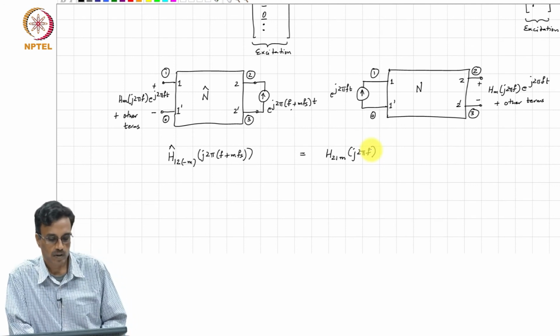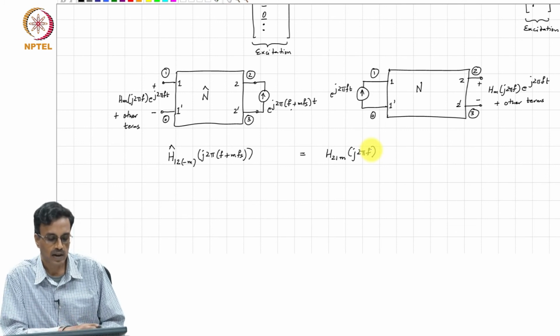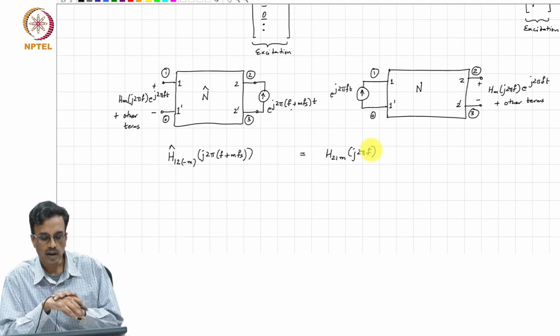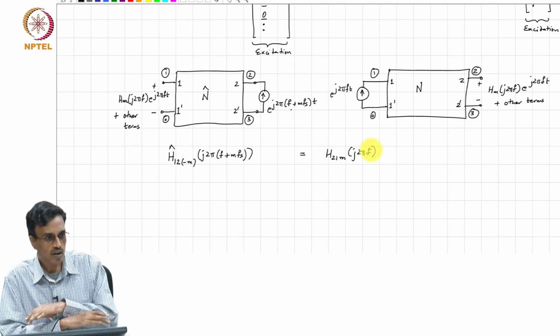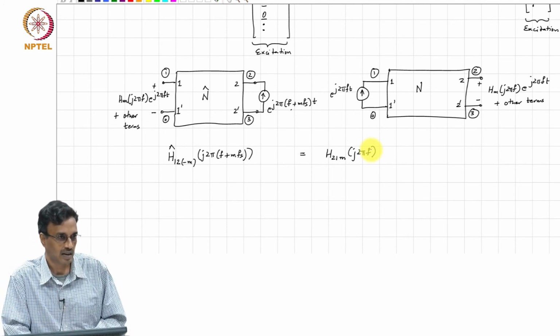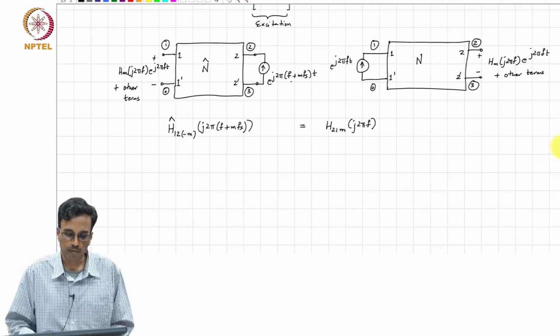All right. So, this is telling us that not only are the ports of excitation and where you measure the response interchanged, but the input frequency and the output frequency are also interchanged in the adjoint network. So, this is one form of the theorem.